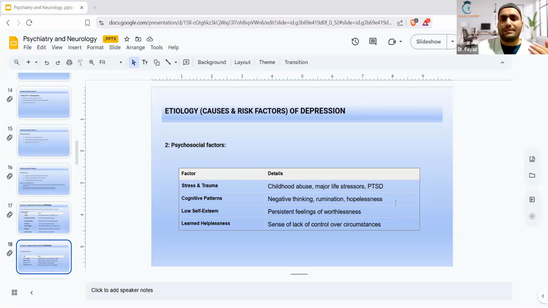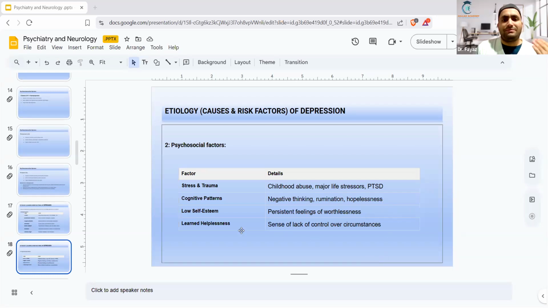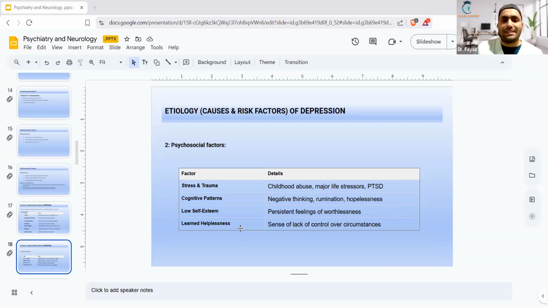Some personality types, specifically those that have predominantly negative thinking, are more likely to get depressed. Sometimes people who are bullied or people who have low self-esteem can become depressed. At last, we have learned hopelessness. Some people, through their situations or through their life experiences, learn hopelessness or get adapted to hopelessness, and that's how they get depressed.